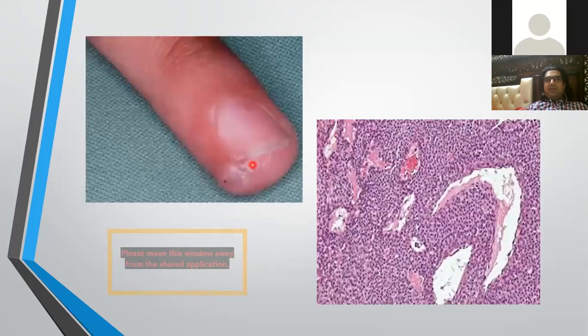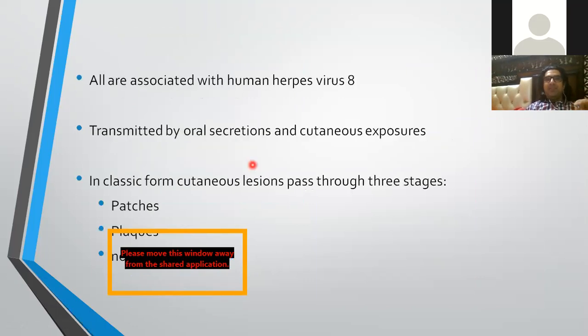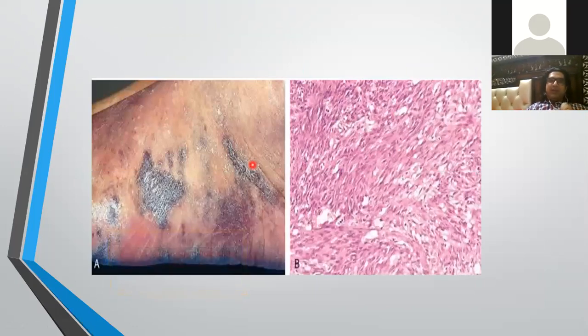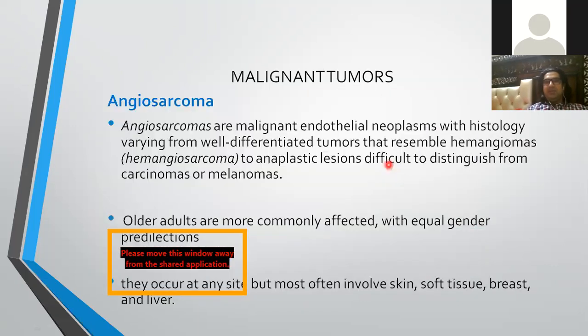Then among the intermediate category tumor, we did Kaposi sarcoma. Kaposi sarcoma occurs in AIDS patients, but there is also endemic, transplant-associated, and classic Kaposi sarcoma as well, right? Clinically, they are patches that convert into plaques that convert into nodules, right? Very important thing to remember that it is associated with human herpesvirus 8, right? Here you can see these are plaques of reddish, hemorrhagic, blackish, bluish colored lesions, and microscopically it is composed of sheets of spindle-shaped cells with extravasated RBCs, right?